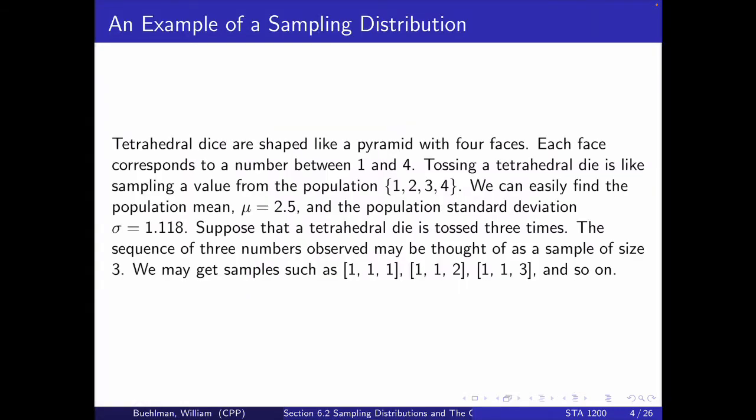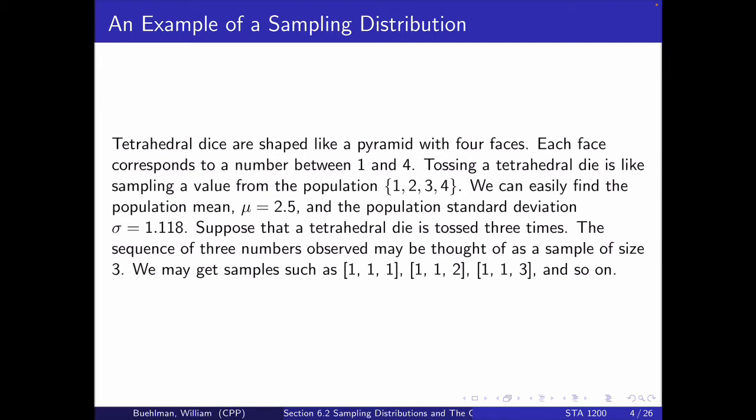Tetrahedral dice are shaped like a pyramid with 4 faces. So this is a 4-sided die. Each face corresponds to a number between 1 and 4. Tossing a tetrahedral die is like sampling a value from a population of 1, 2, 3, 4. We can easily find the population mean, mu, which is 2.5, and the population standard deviation, sigma, which is 1.118.